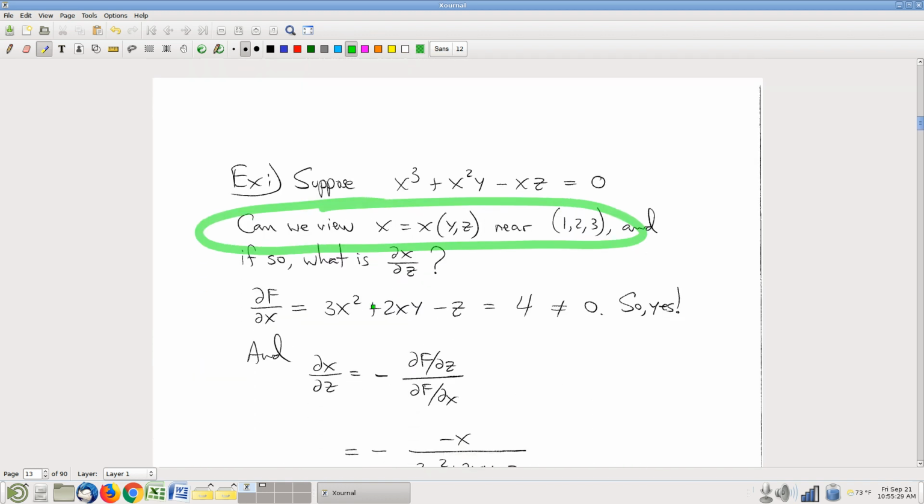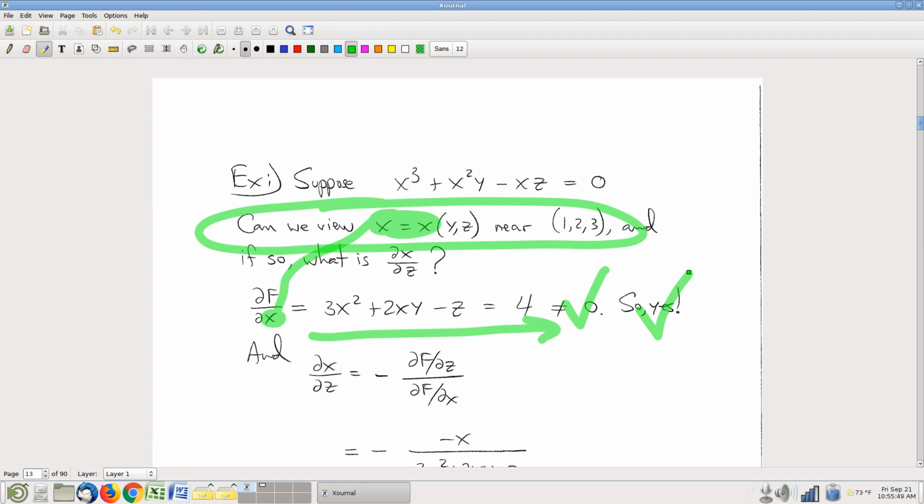Okay, so here we go. The thing I want to view as a function. Taking the partial with respect to that variable. Algebra, algebra, algebra, and not 0. Yeah? Everybody good? So therefore, yes, I can view it as a function.